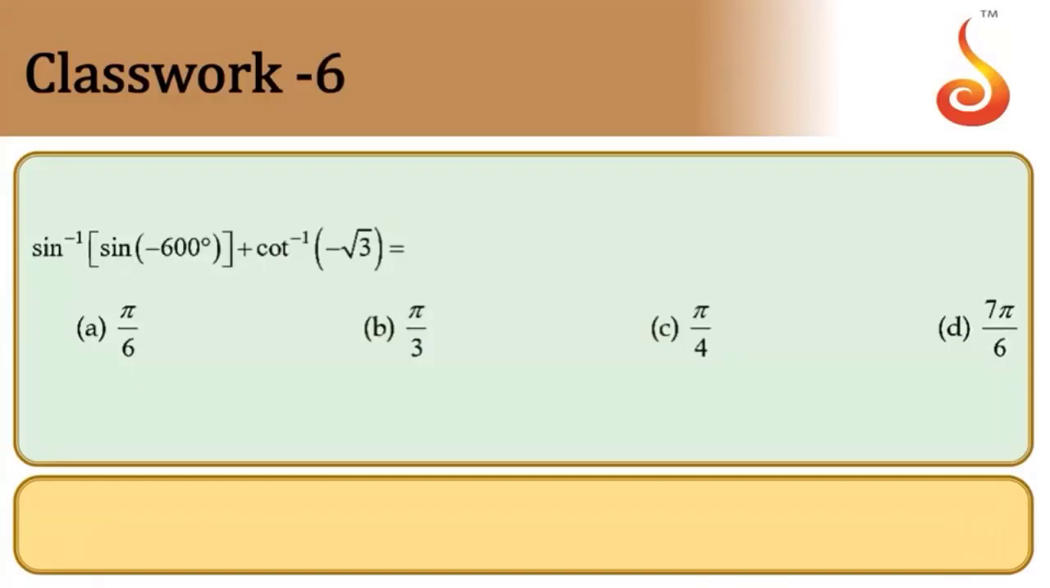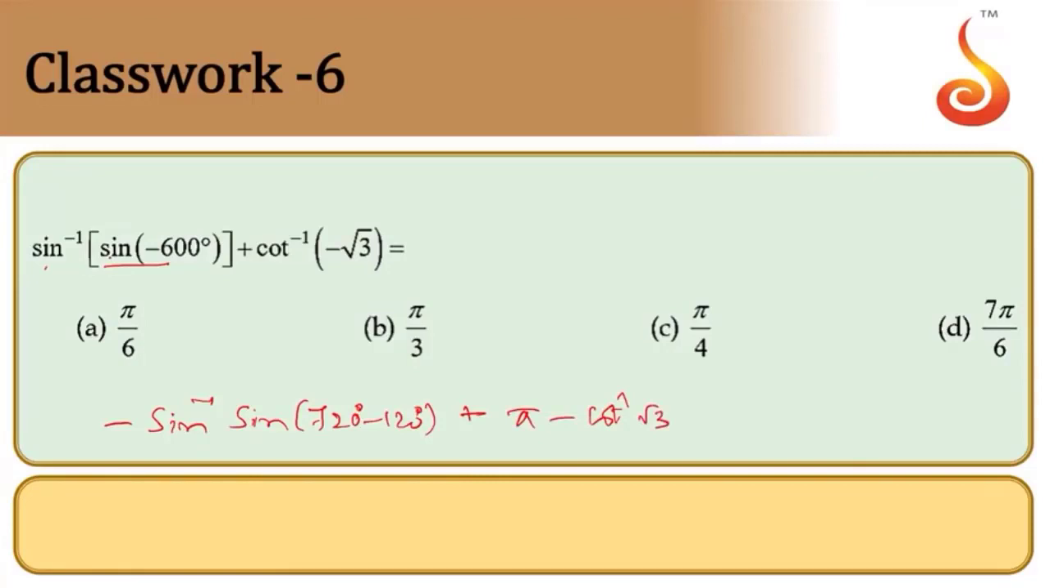Let me consider the next one. Sin inverse of sin of minus 600. We know sin minus theta is nothing but minus sin theta. Sin inverse of minus x is nothing but minus sin inverse of x. So minus of sin inverse of sin of 600, and 600 can be written as 720 minus 120. Okay. This is nothing but pi minus cot.